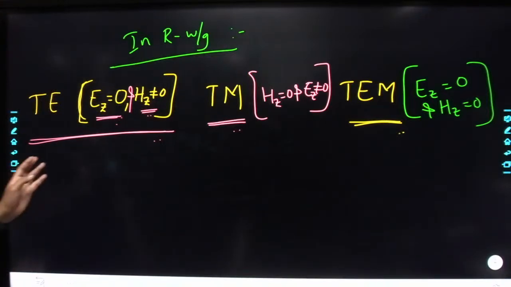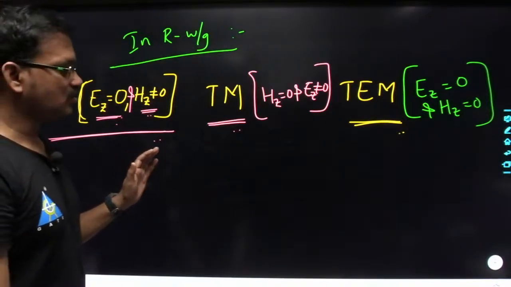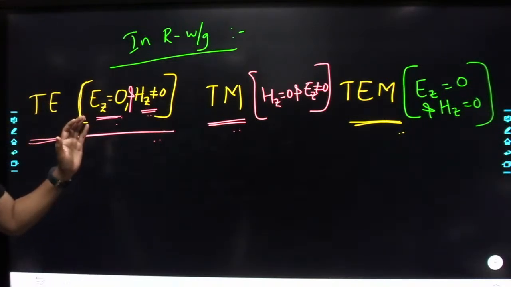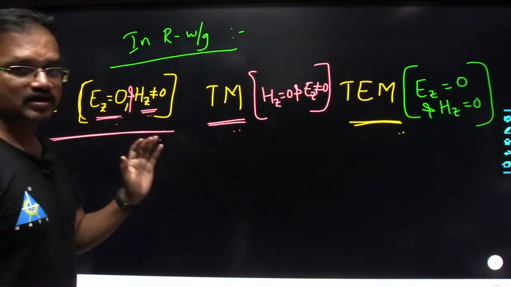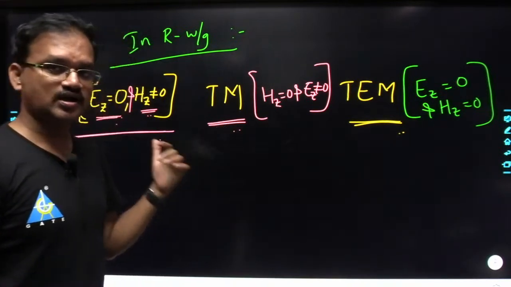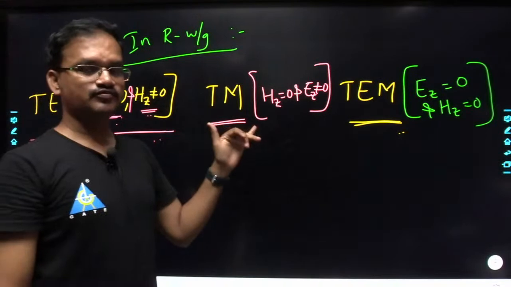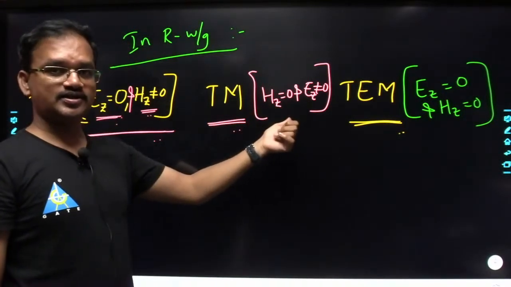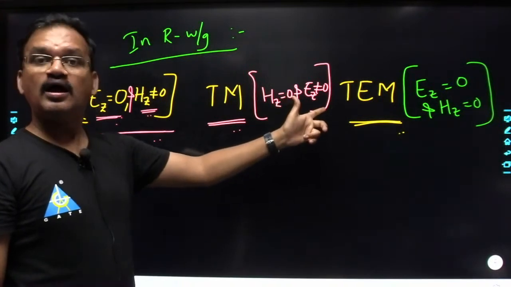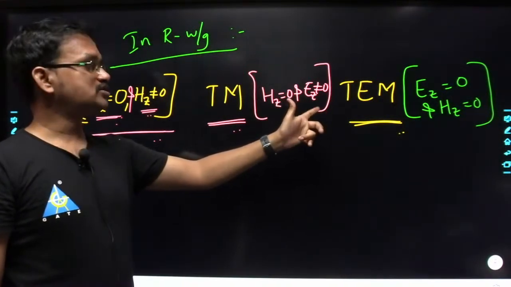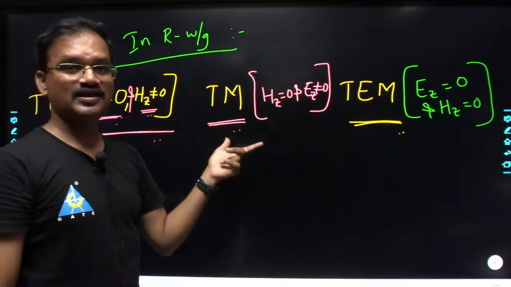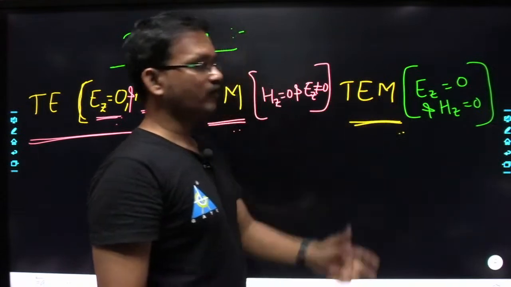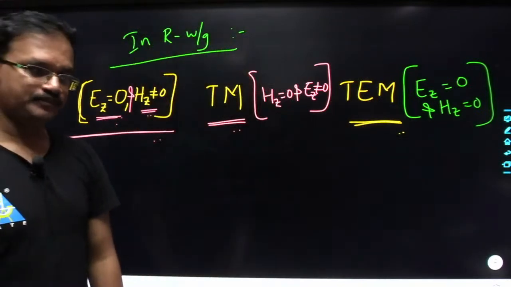Ez must be equal to 0, whereas Hz is not equal to 0. That is, along the net propagation direction, the electric field component must be 0, whereas the magnetic field component is not equal to 0. That is the condition for TE mode. What is the condition for TM mode? If there exists no magnetic field component along the net propagation direction, but there exists an electric field component along it, then that mode is called TM mode. If both Ez equal to 0 and Hz equal to 0, that mode we call TEM mode.